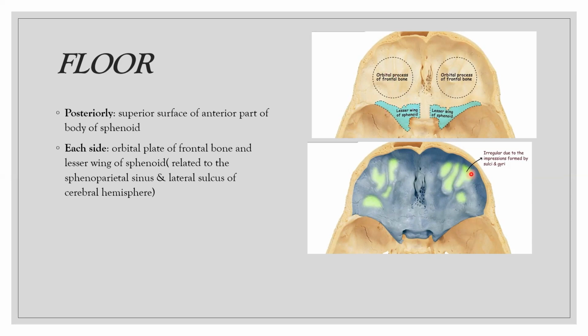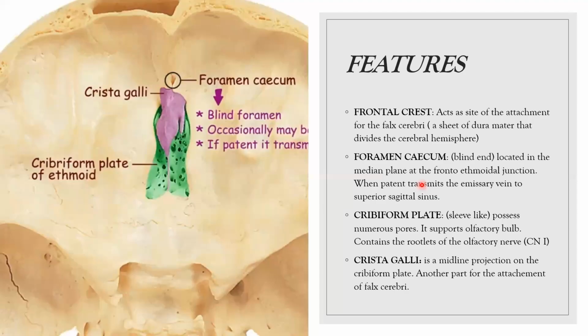You can also see some irregular depressions here, and these depressions are a result of impressions formed by the gyri and the sulci of the cerebral hemispheres. So again, just to reiterate, we look at the features of the anterior cranial fossa. We spoke about a sieve-like bone that has perforations within it that transmits olfactory rootlets or filaments. We said about 15 to 20 of them. And we said that there's this elevation of the frontal bone called the frontal crest, which acts as a site of attachment for the falx cerebri. We also spoke about a depression here at the anterior aspect of the cribriform plate called the foramen cecum. We said that there are times that the foramen cecum is patent, and when it's patent, it transmits the emissary vein, which eventually drains into the superior sagittal sinus.